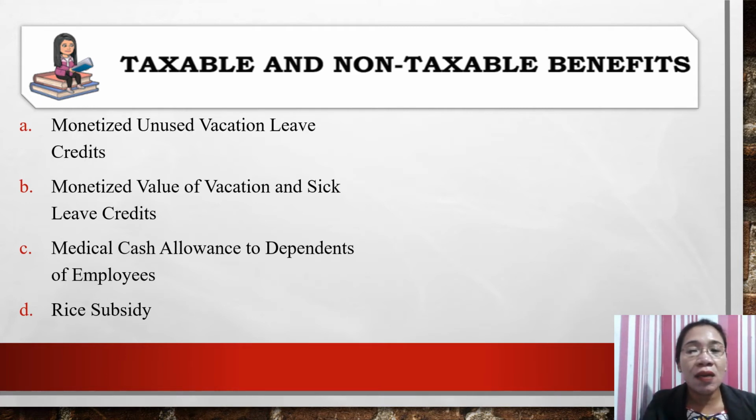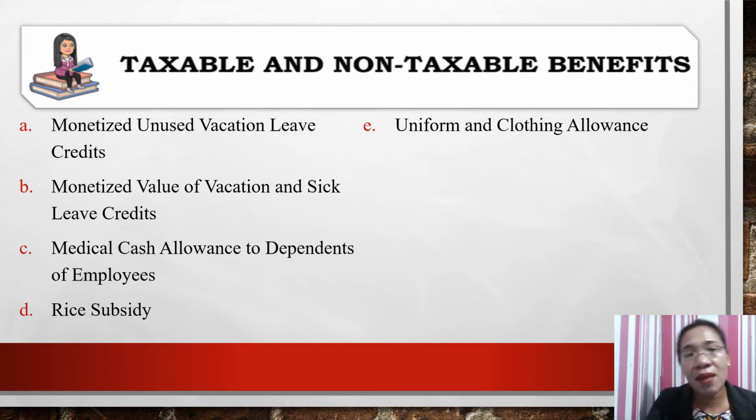Yung iba, kinukuha na lang yung cash, or yung iba naman, bigas talaga yung kinukuha. Parang ganun yun. May nakita akong ganito sa mga nagtatrabaho sa LECO, meron silang ganyan. Rice subsidy, tawag doon. And next one is the uniform and clothing allowance. So kami, mga guro, meron ganyan. Uniform and clothing allowance not exceeding 4,000 per annum, kumbaga isang taon.